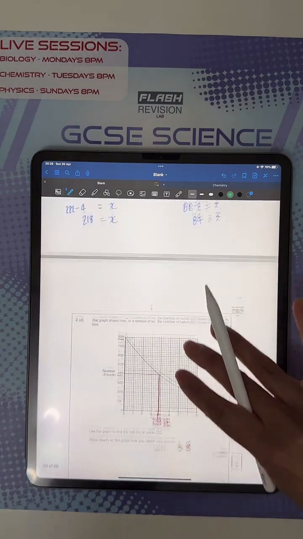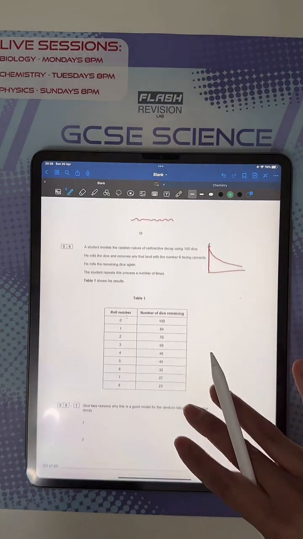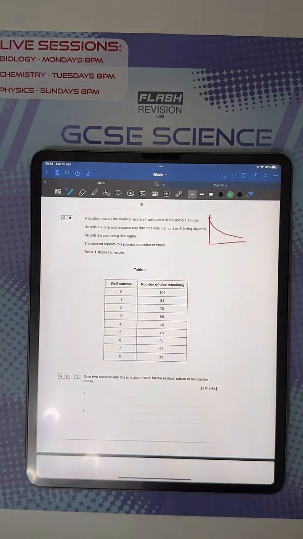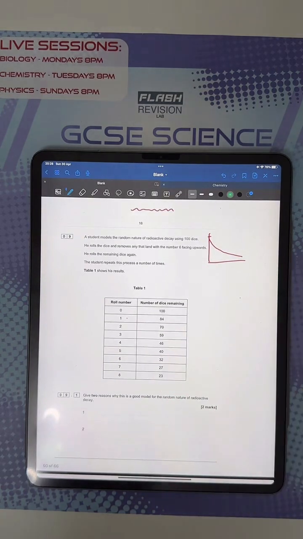Yeah, does that make a bit more sense, guys? Let me know. Yeah, I'll put the whole page up in a second.